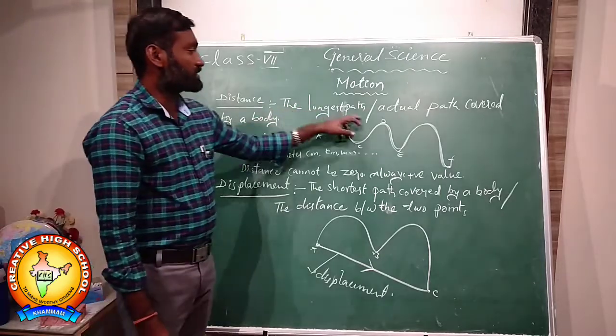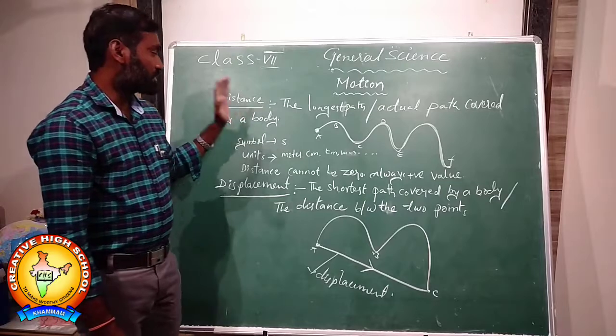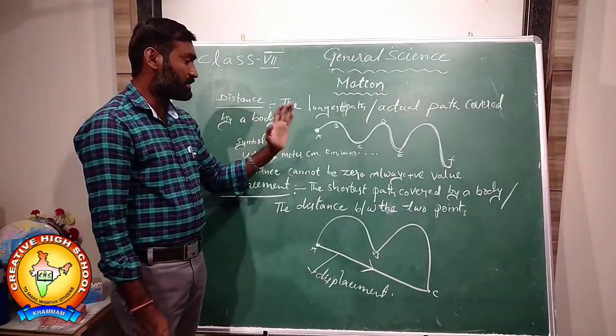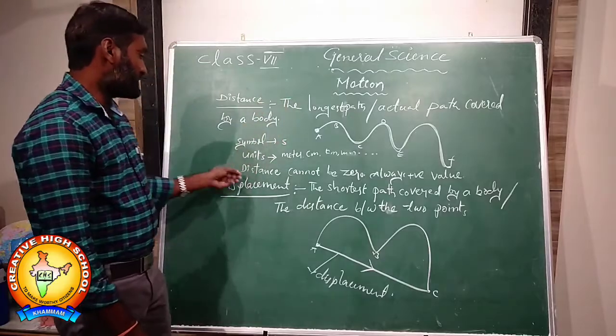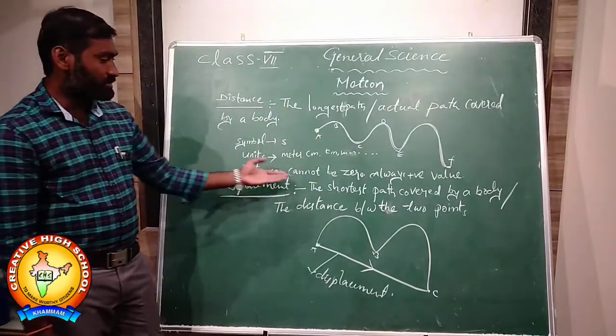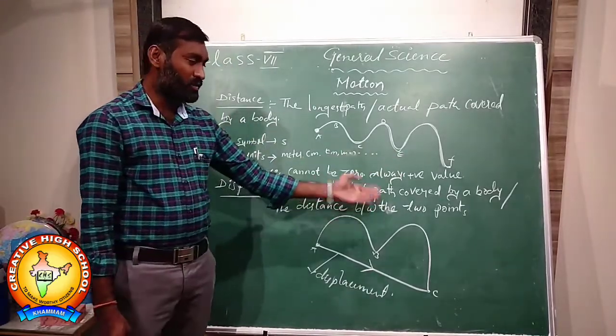Displacement and distance. The longest path or actual path covered by a body is called distance. Symbol of distance is S. Units: meter, centimeter, kilometer, millimeter. Distance cannot be zero; it is always a positive value. Displacement is the shortest path covered by a body or the distance between the 2 points.